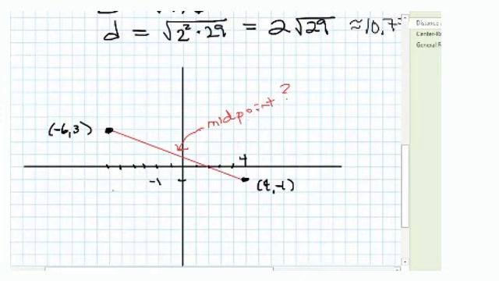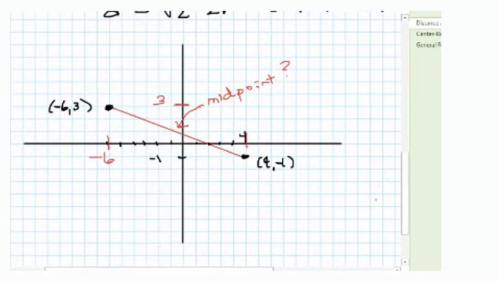So one way to think about it is we would be horizontally halfway between -6 and +4, and vertically we would be halfway between -1 and 3. And so we can find the x and the y coordinates for that midpoint separately by averaging the x coordinates and averaging the y coordinates, finding their mean. So how do you find the average of two numbers? You just add them up and you divide by 2, right?